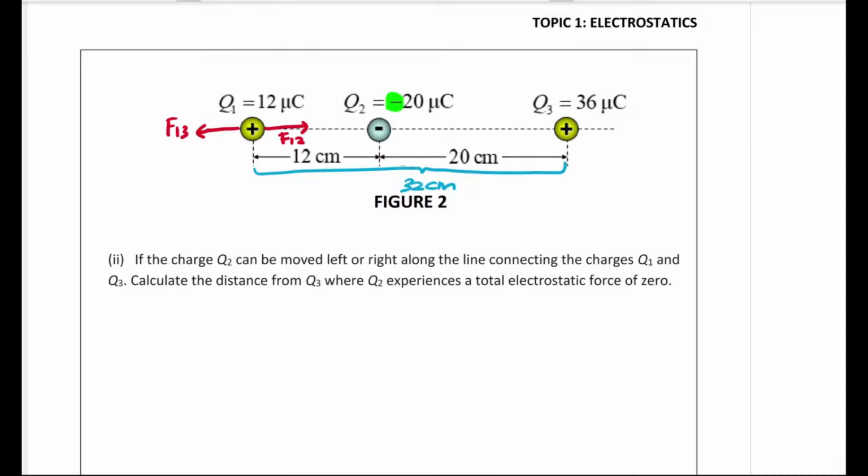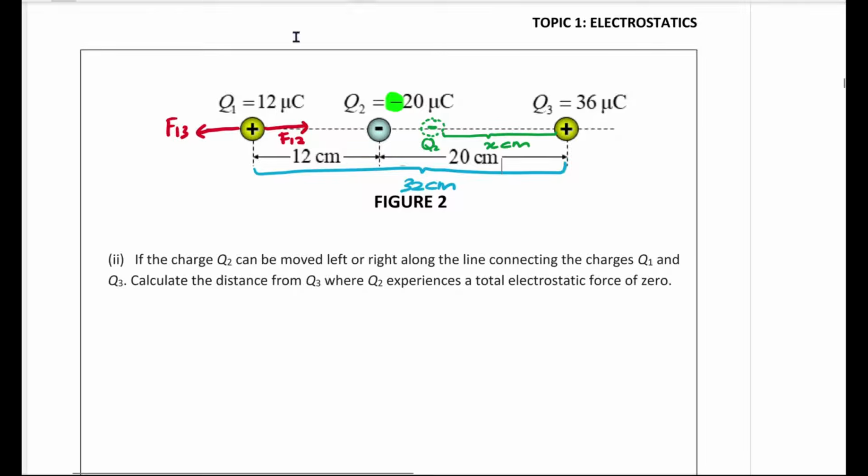Okay, let's say we choose a point here. Saya tak tahu saya letak. Or maybe here. Maybe if Q2 we put here, where the distance between Q2 and Q3 is X. Saya tak tahu.